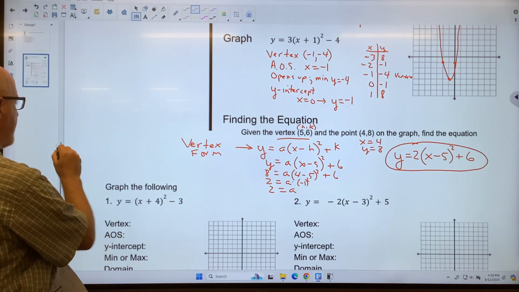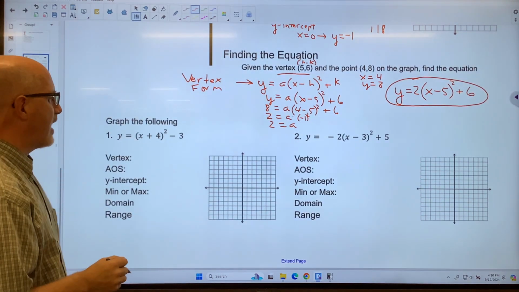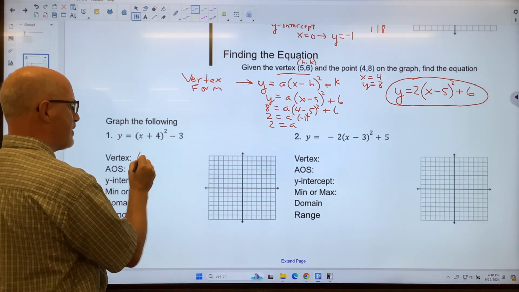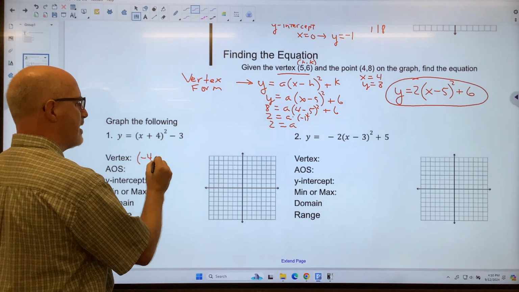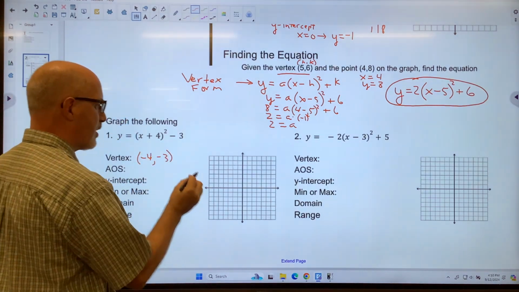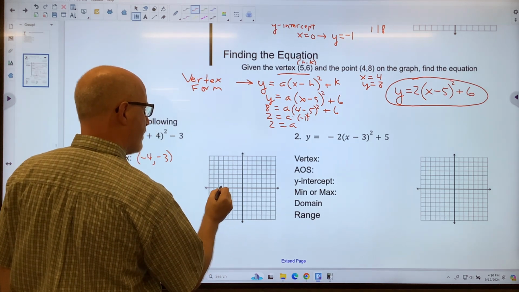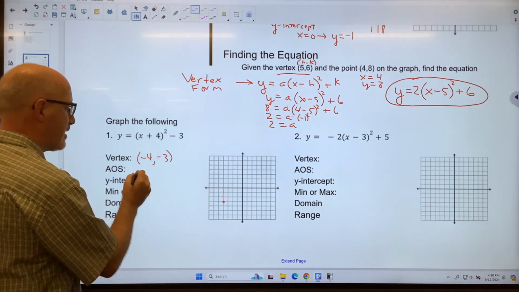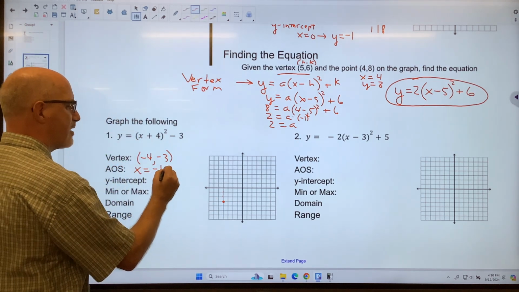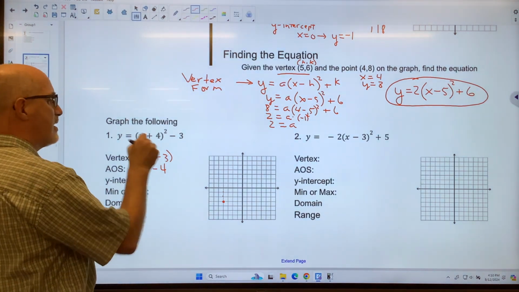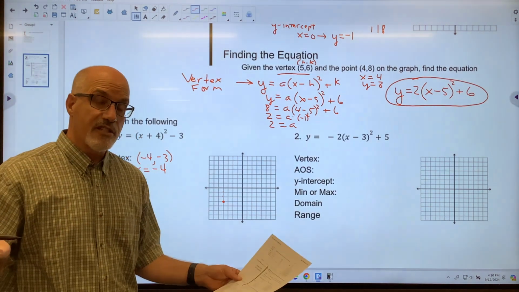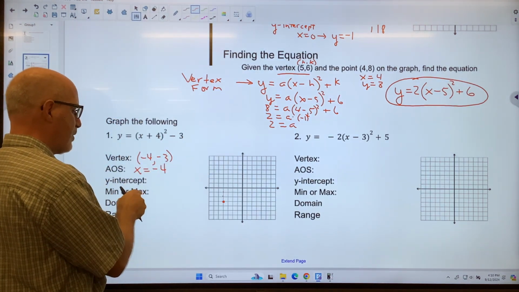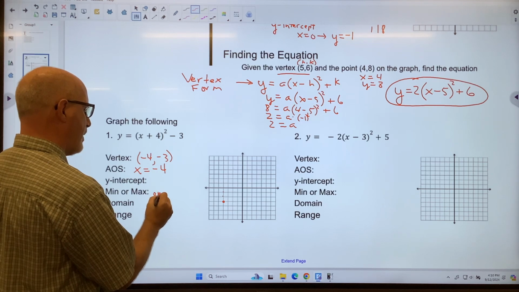All right, let's do a couple problems just to see what we've got here. So following the pattern, our vertex is going to be the opposite of what's inside the parentheses with the x. The same number is on the outside. So I'm going to graph -4, 1, 2, 3, 4, -3, 1, 2, 3. So there's my vertex. My axis of symmetry is just going to be x equals the x value at the vertex. Okay. Since the number in front is not listed, it's implied to be a 1, so it opens up.